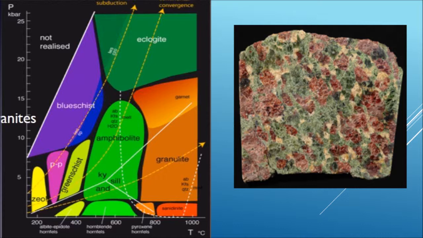Here we can see an eclogite, which is a characteristic rock of ultra-high pressure metamorphism. It is also known as the Christmas tree rock due to the characteristic red and green colouring, where mafic minerals are metamorphosed to anthracite and garnet during prograde metamorphism.